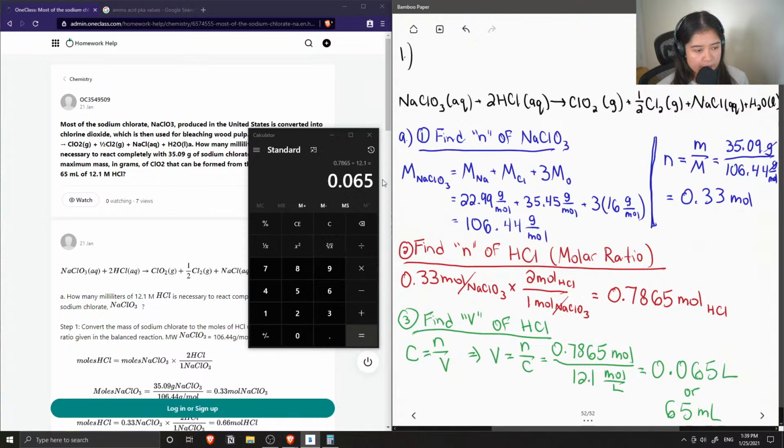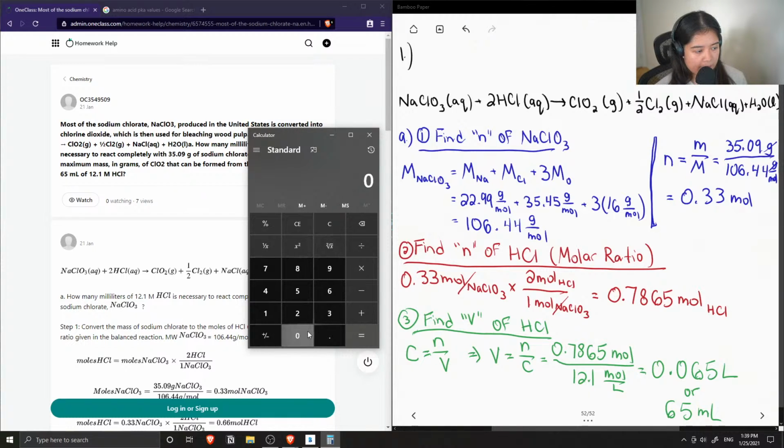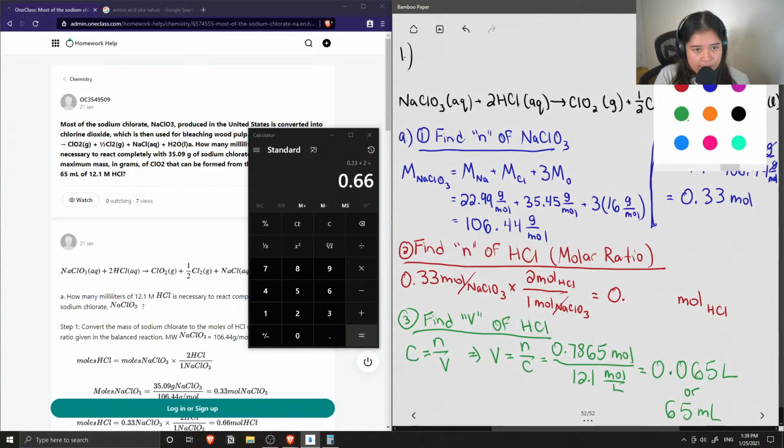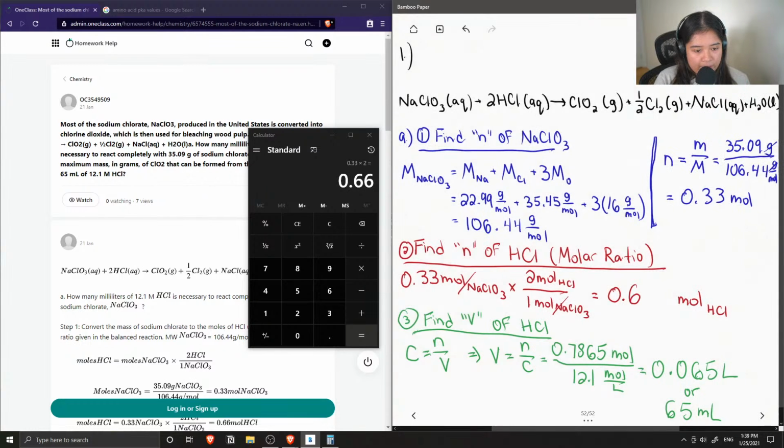Oh, I just realized that I did my first part wrong. 0.33 times 2 is actually 0.66. I think I was looking ahead, so let me just fix that. That's just going to affect all of the remaining answers, but we still follow the same steps.